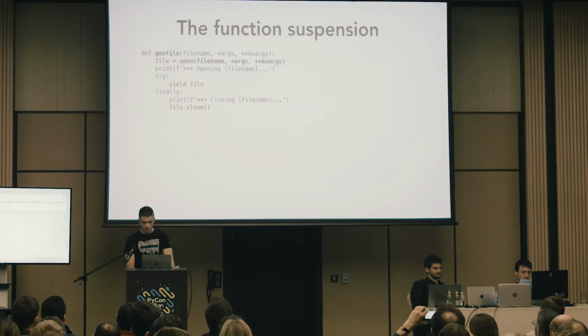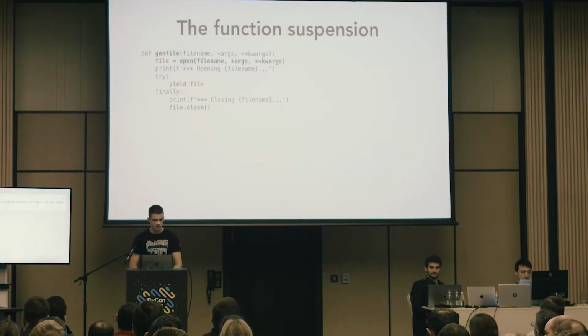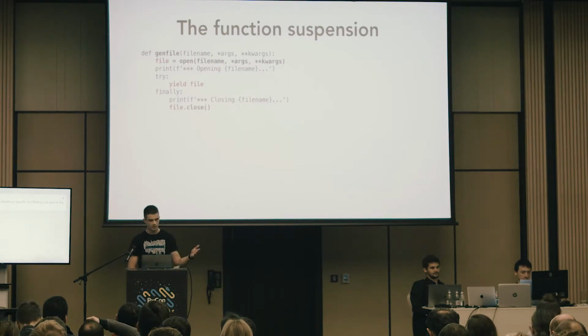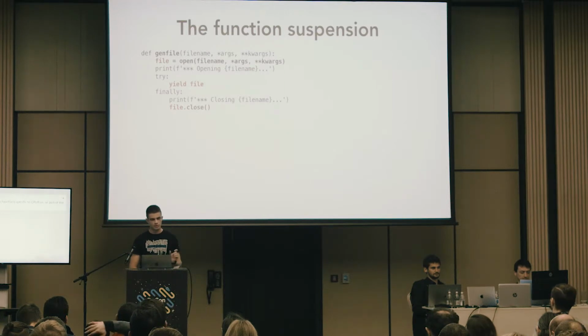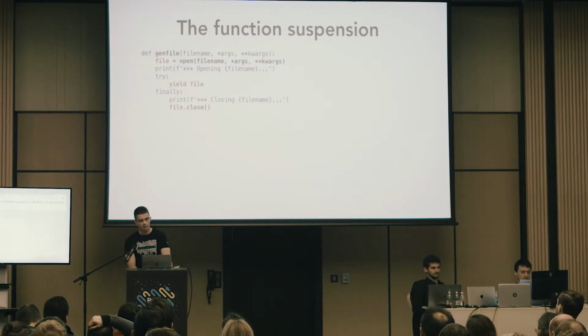And then we come to the actual function suspension functionality inside a generator, because we've already talked about producing values, and nobody cares about that. I mean, we all kind of know about it and how it works, right? So let's talk about the function suspension. And this example is kind of stupid, but let's pretend for a second that the open function doesn't return a context manager, right? So we have to make our own.